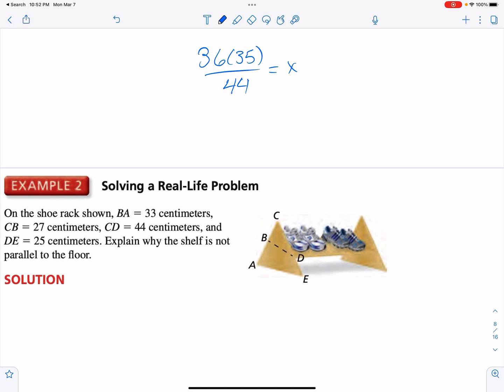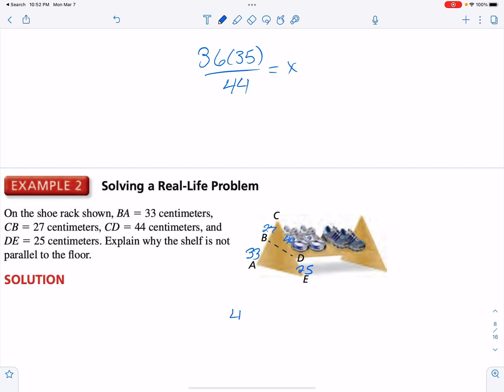Again, we have a shoe rack here. They're trying to see if it's parallel to the floor. It says on the shoe rack BA is 33 centimeters, CB is 27, CD is 44, and DE is 25. And it wants to know if the thing is not parallel to the floor.